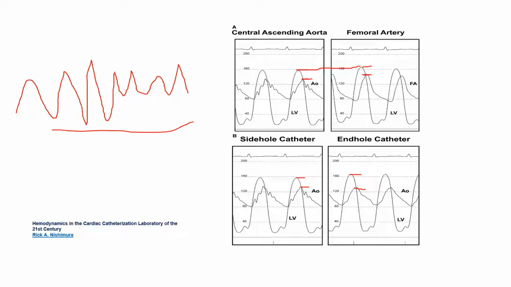That high gradient is erroneous because of the damping of pressure, because of the use of end hole catheter. But if you use side hole catheter, if the end hole is against the wall, you have the other one which is not damping. So there will be no damping. That's why the standard for aortic stenosis or for hemodynamics in general is the side hole catheter. So now we know if we are checking for aortic stenosis, we go for LV aortic pressure tracing, not femoral, and we use side hole catheter.